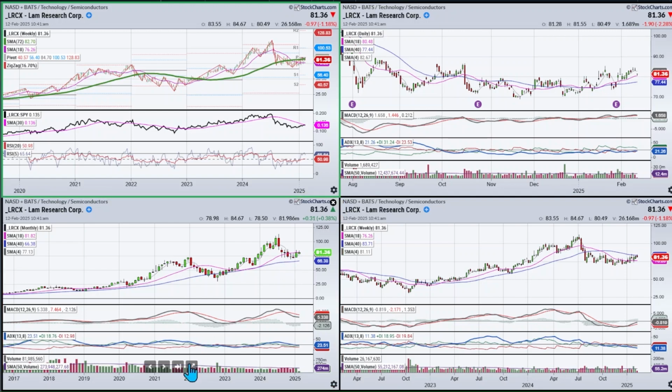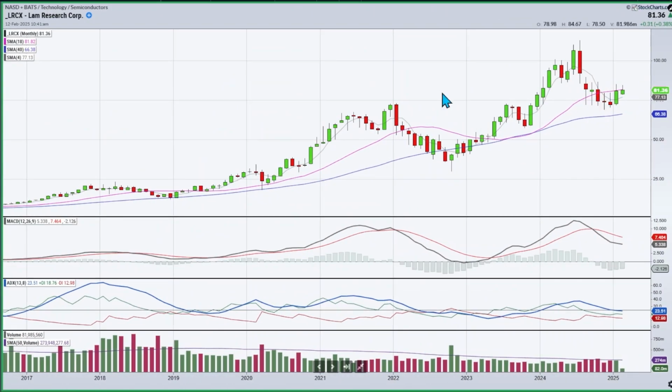It overran the 18-month a little too much. And notice what's taken place. That 18-month is flattening out. You see how that's starting to flatten out a little bit and losing its strength? So I think we're going to spend a little bit more time consolidating in this.